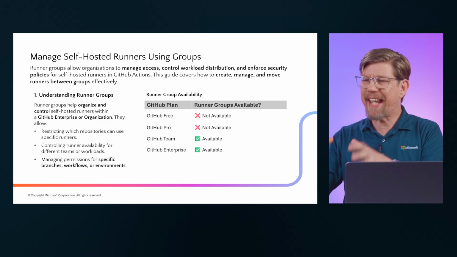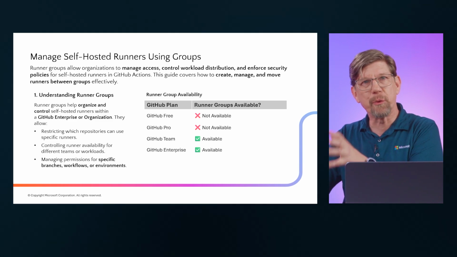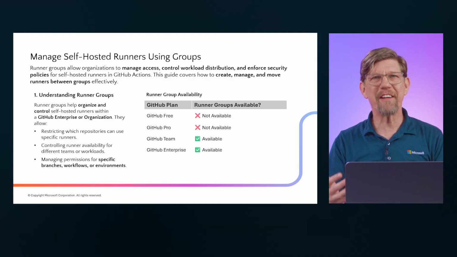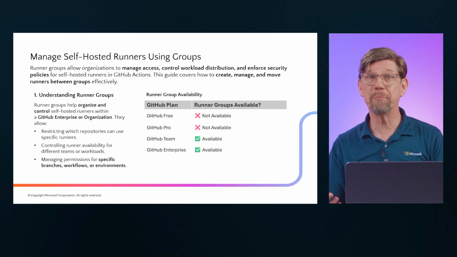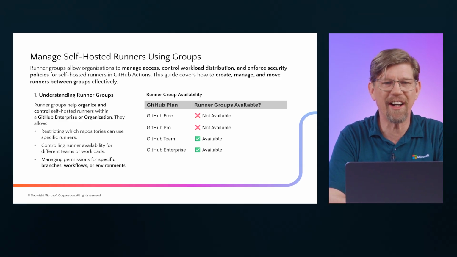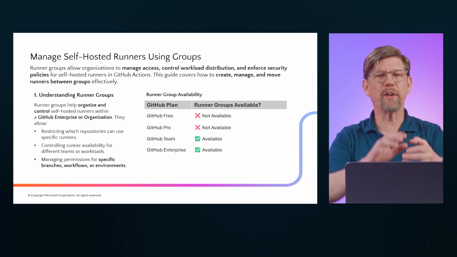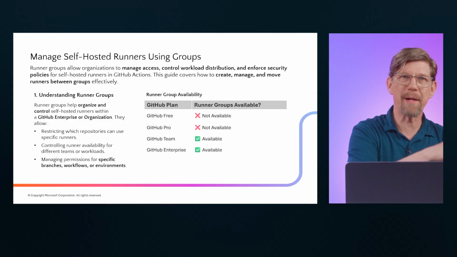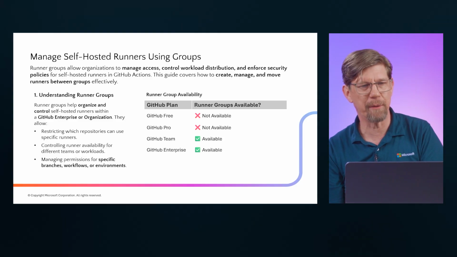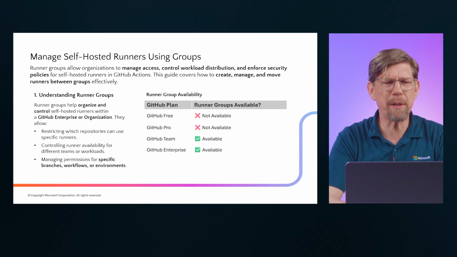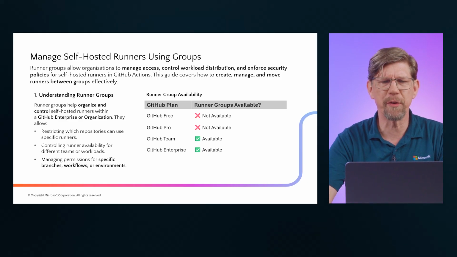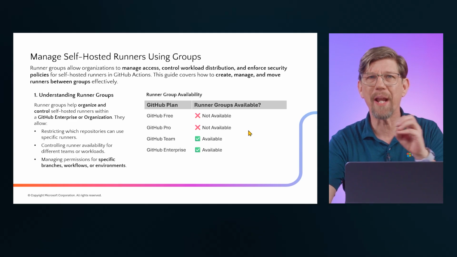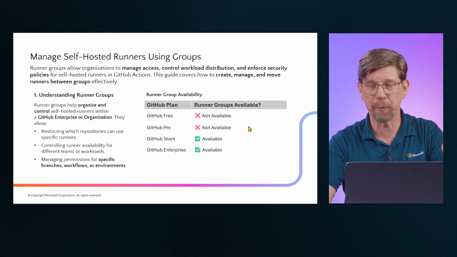Now, you can do this at an individual runner basis. At some point in time, you will have enough runners that it becomes very cumbersome. So we also have the idea of runner groups, which allows us to apply policies and strategies to multiple runners simultaneously, as opposed to one at a time. So depending upon your organization or enterprise level, you can see here if we're using the free plan or the pro plan, we don't have groups. You're just using your individual runners at that point.